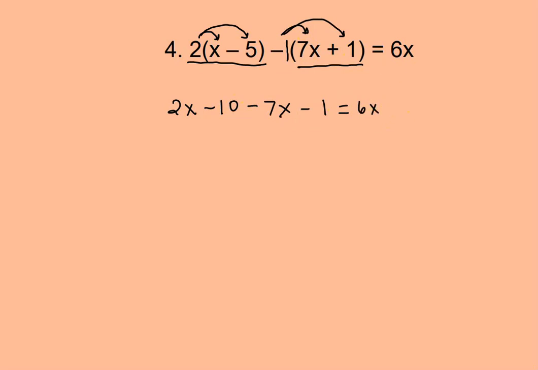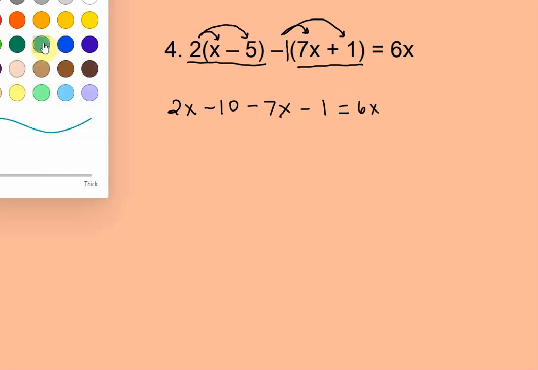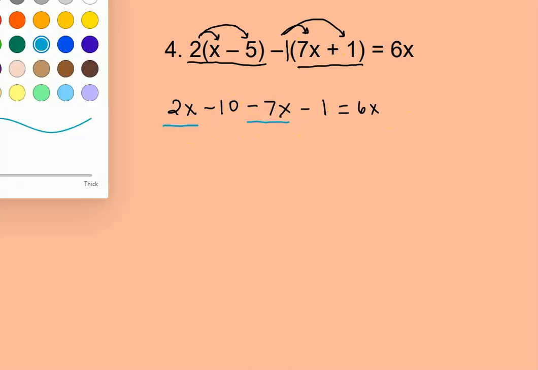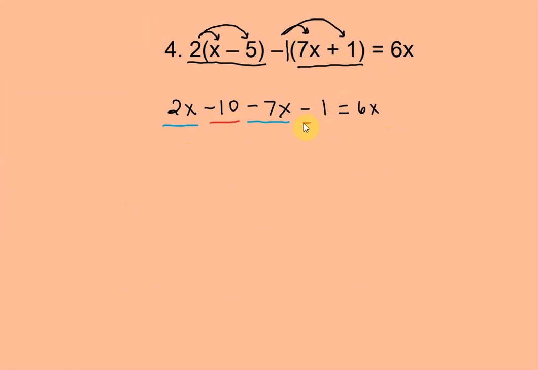So now, again, we need to combine like terms. My like terms are 2x and negative 7x, and negative 10 and negative 1. So you can just combine the like terms, or you can rewrite it and put the like terms next to each other. 2x minus 7x, and then we have the minus 10 minus 1 equals 6x. All right, 2x minus 7x would be a negative 5x. Negative 10 and negative 1 is negative 11.